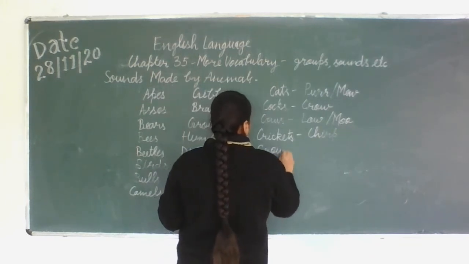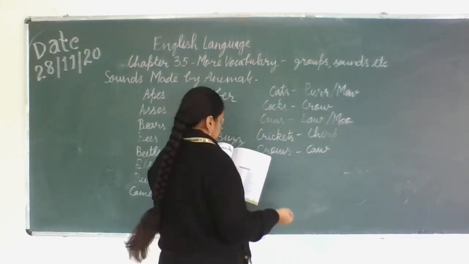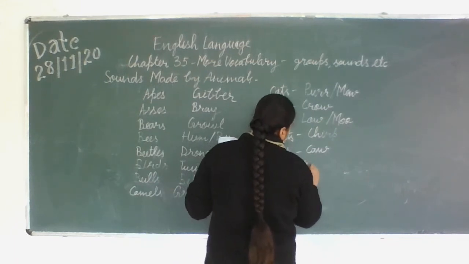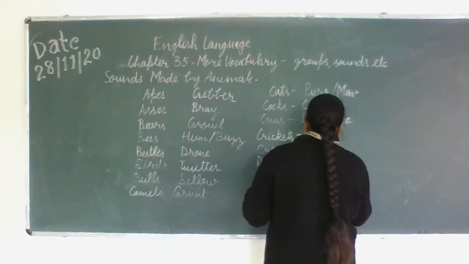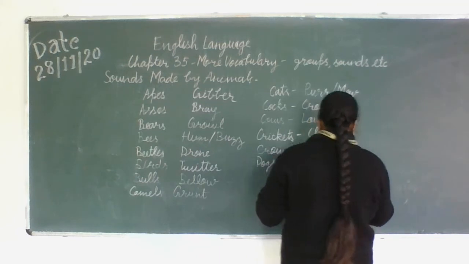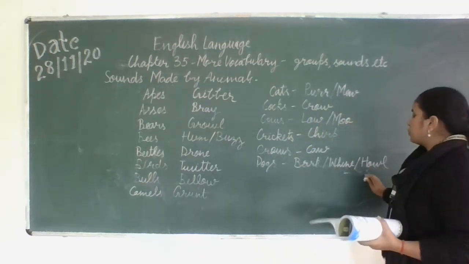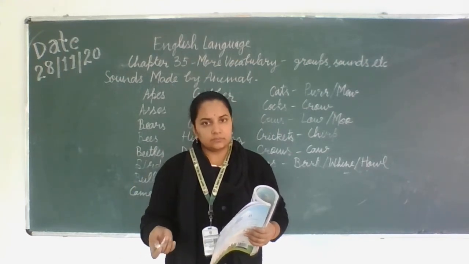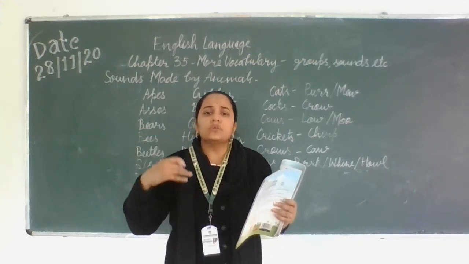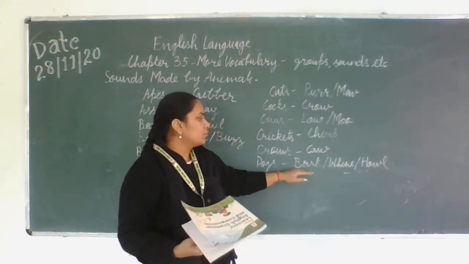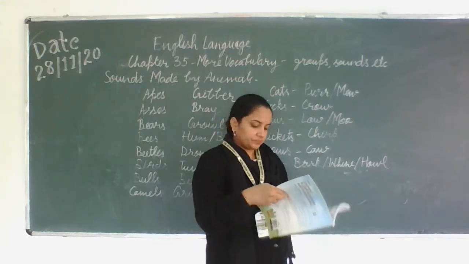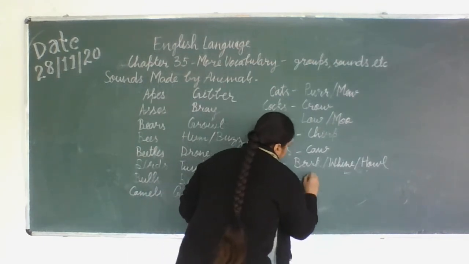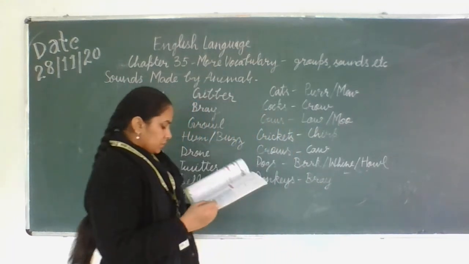Crows, caw. Dogs, commonly known as bark, or sometimes it is also called growl or howl. These are used when the variety of dog is very similar to wild animals, or the dogs that are very dangerous, or the sound is very loud. Then we use these terms, otherwise commonly the sound of the dogs is known as bark. Next, donkeys, bray. The sound that is made by the donkeys is known as bray.